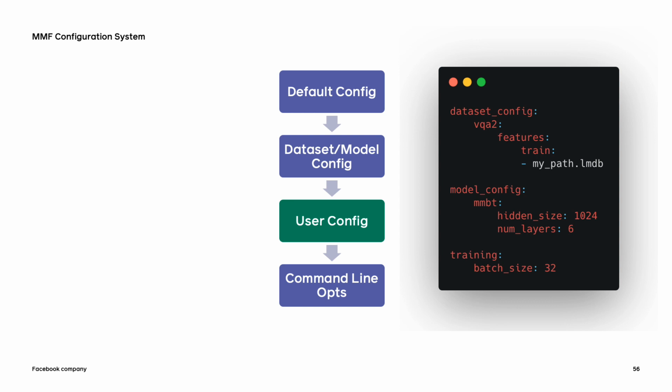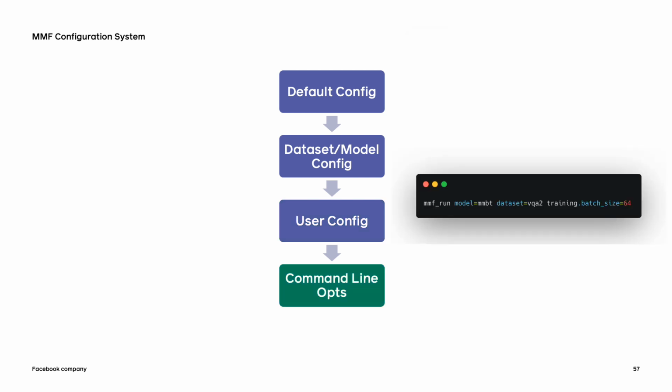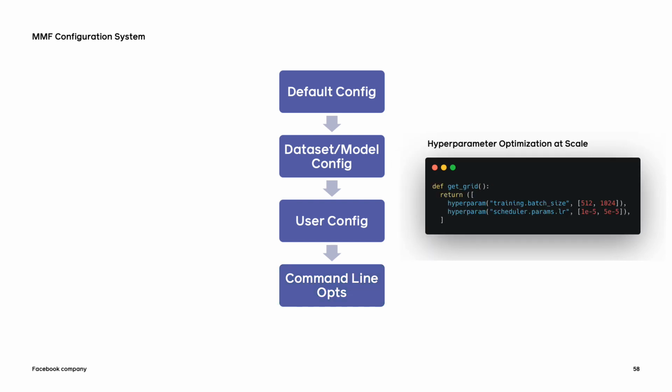Then for running parameter sweeps, everything is configurable through command line options. So you can basically pass training.batch_size equal to 64. That will update the user configuration and all of the configurations before to have the batch size 64. And then you also specify dataset and model here, and then you can use the mmf_run command to run this. So this allows us to run hyperparameter optimization at a large scale.